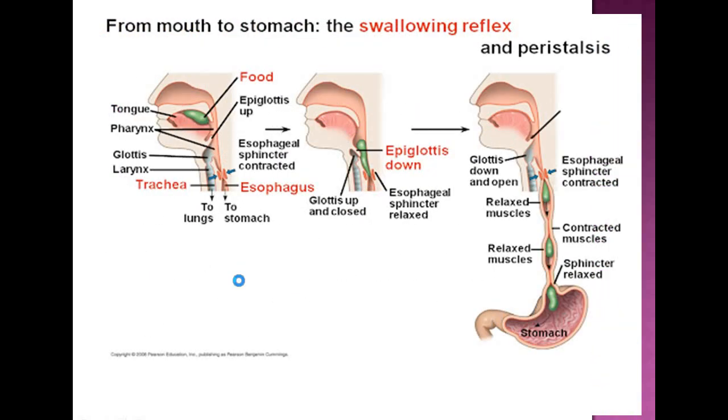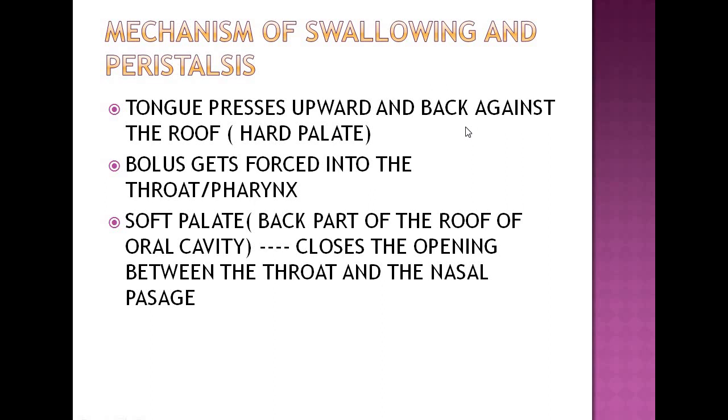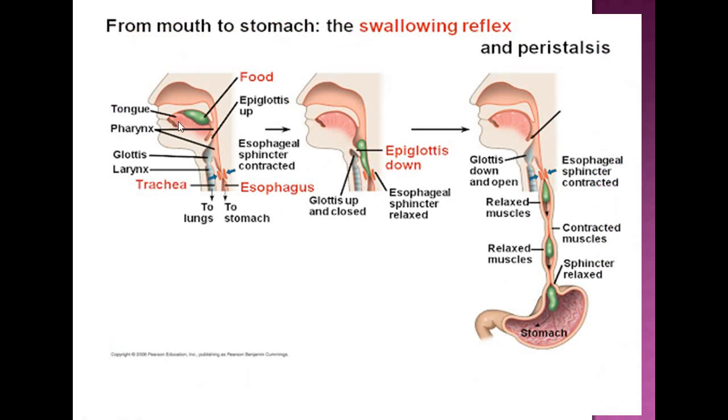So the first point you must have understood is that the tongue presses upward and back against the roof of the oral cavity. In such a way the bolus will get forced into the throat or the pharynx. So the tongue is pressing upward and the bolus is moving towards the pharynx.